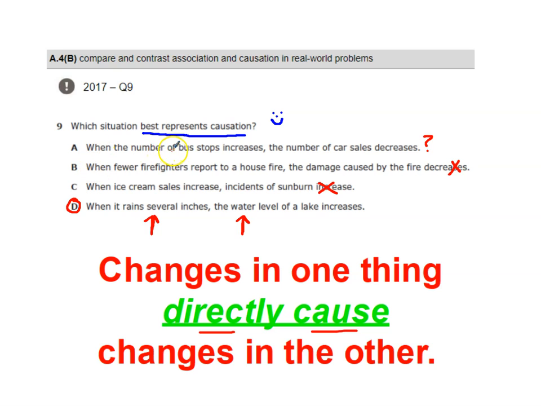And if we go back to A, again, this just happens to be a coincidence that if the number of bus stops increases, the sales decrease. People aren't going to stop buying cars because there's more bus stops. Actually, they might get more mad because the bus is going to stop even more often. So anyways, the answer is D. What causes the other to happen? If it rains several inches, it has a direct cause on the water level of the lake.